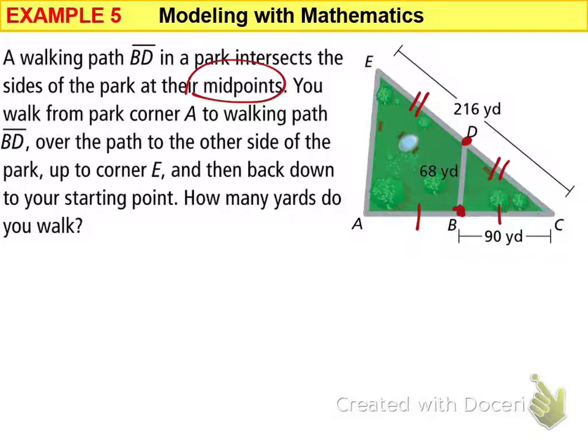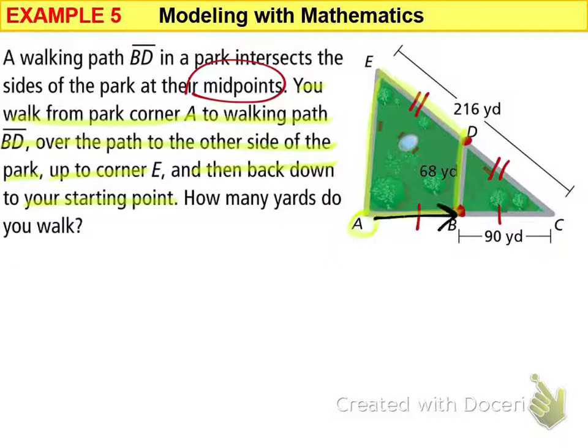So it says you walk from park corner A. So we're starting at A. We're walking to the path at BD. So we walk over to the path. We walk over the path to the other side of the park. Then we walk up to corner E and then back down to your starting point. How many yards do you walk? So how would I figure out how many yards I walked? Add up all those sides, right? So that's what we're going to do.